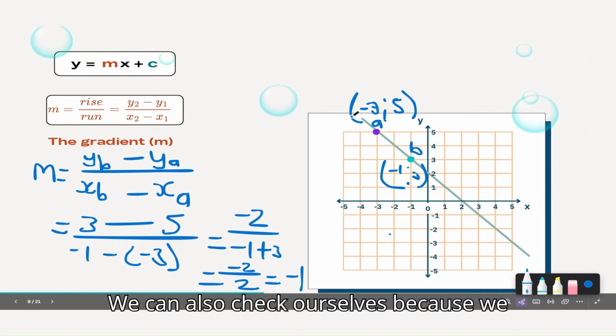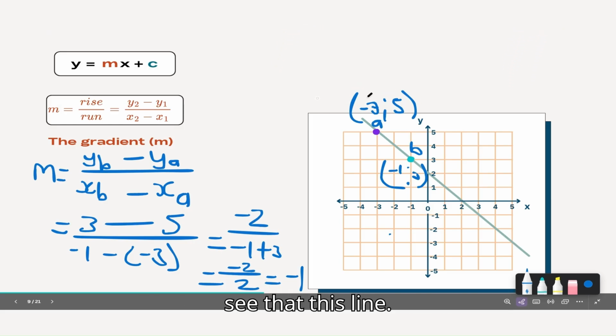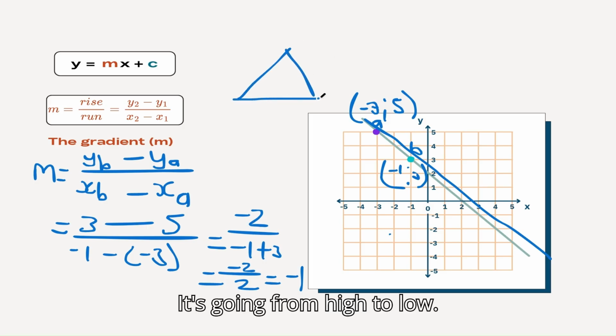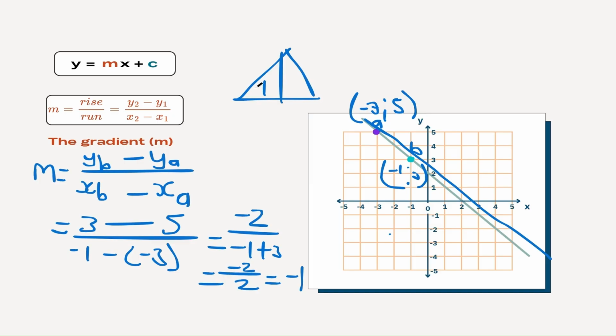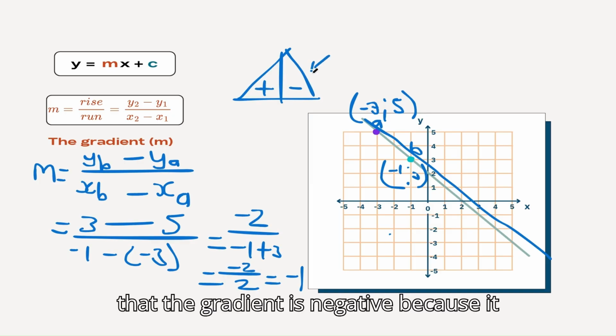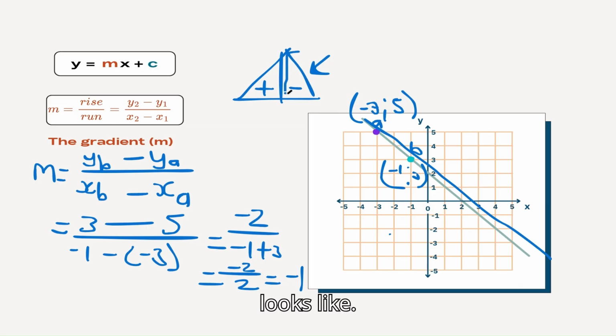We can also check ourselves, because we see that this line is going this way. It's going from high to low. So that makes sense that the gradient is negative, because it looks like this.